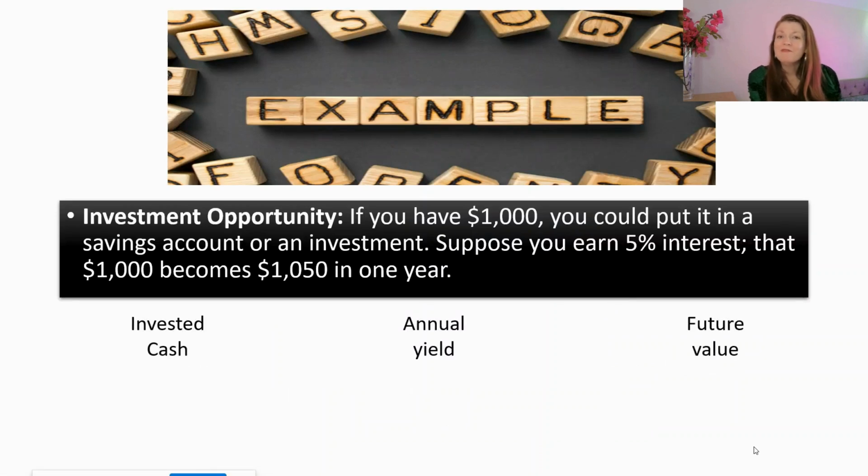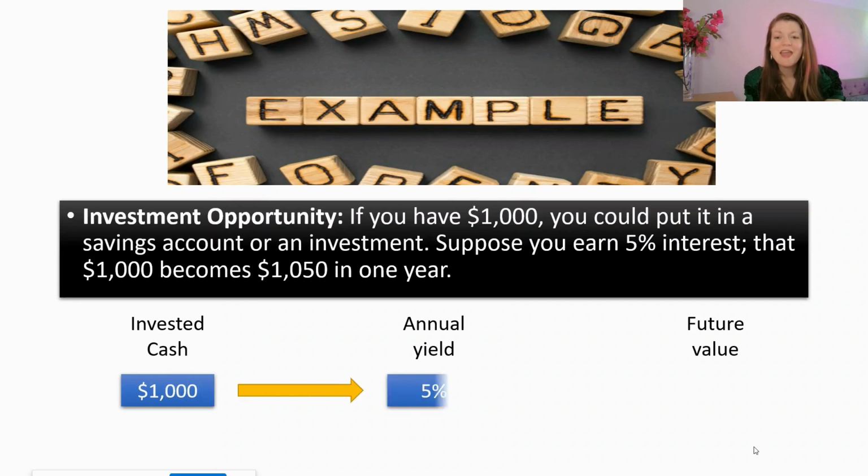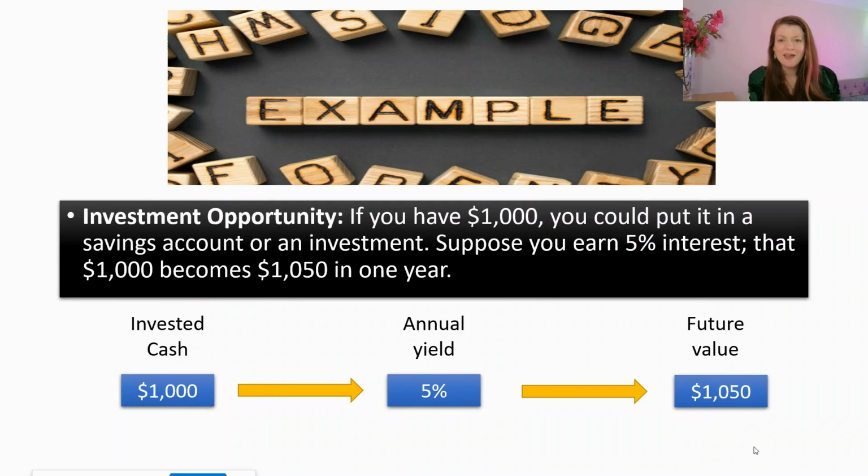We'll start with this investment opportunity. If you have $1,000, you could put it in a savings account or an investment, and let's say you earn 5% interest on that $1,000. It will become $1,050 in a year from now because of the 5% interest. So you invested $1,000 and then it earns 5%. So the future date, it's worth $1,050. So your $1,000 today is worth more than a year from now.